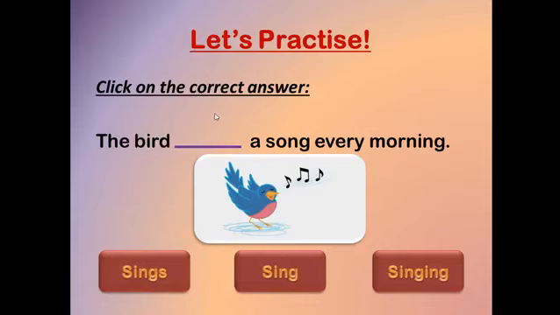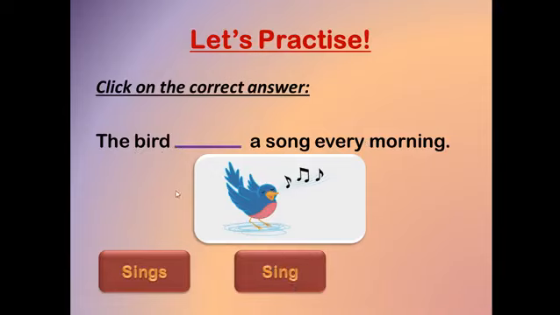Now here we have to click on the correct answer. The bird, something, a song, every morning. So here I have a keyword, every. And so if I have every, a keyword, it means I have to use the present simple. So my subject here is bird, right? So bird is it. It's a third person singular. So can I say the bird singing a song? Is this even the present simple? No. So this is not correct.